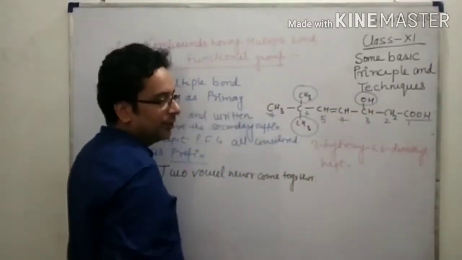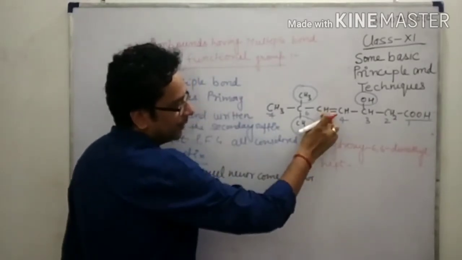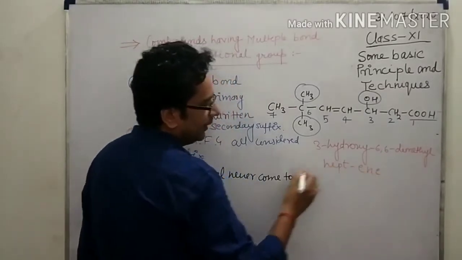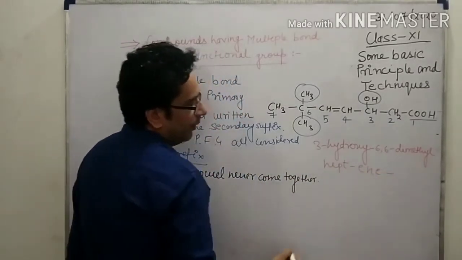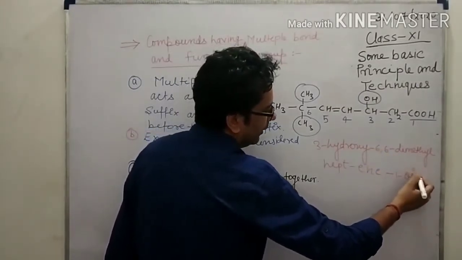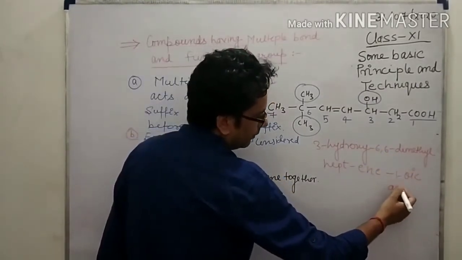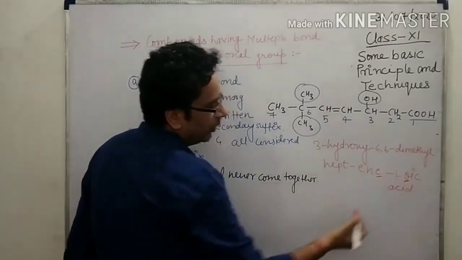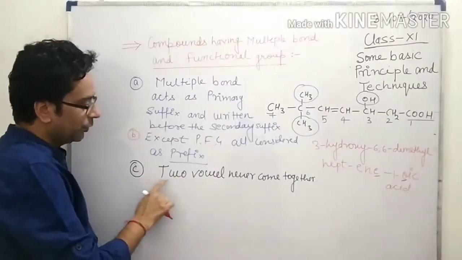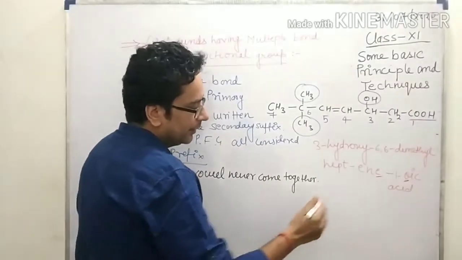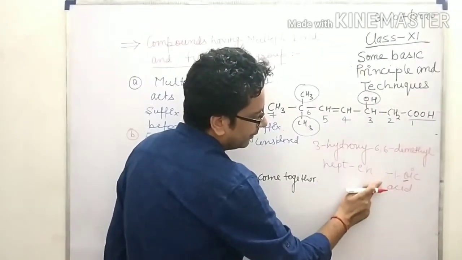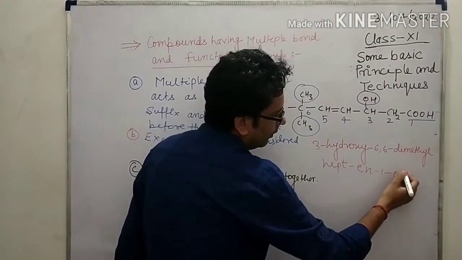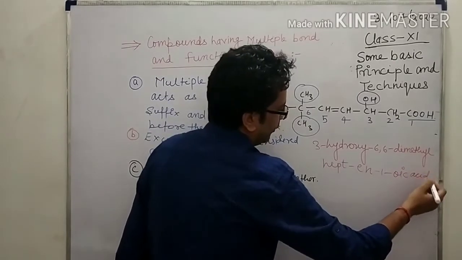This compound is unsaturated. That is because of the presence of a double bond. So we use ene. Look here, ene means e-n-e. But look here, it is 1-oic acid. Now look here, this e and this o. Two vowels never come together, which means we remove the e from here. So the correct name is ene-1-oic acid.